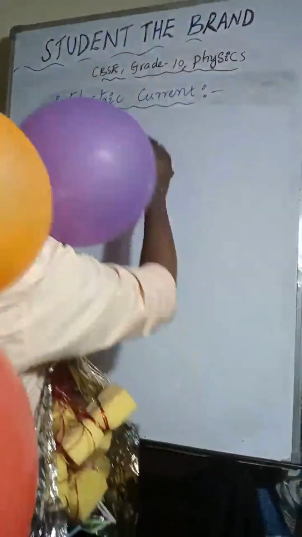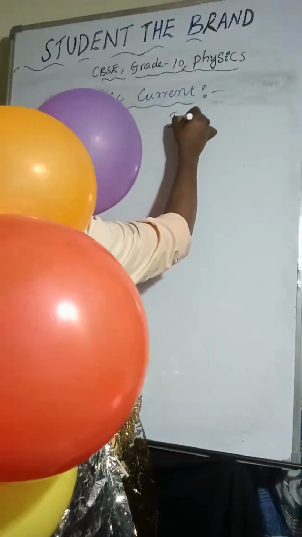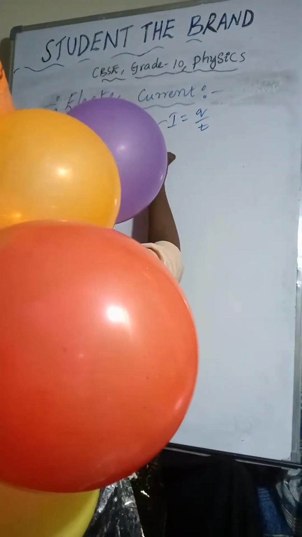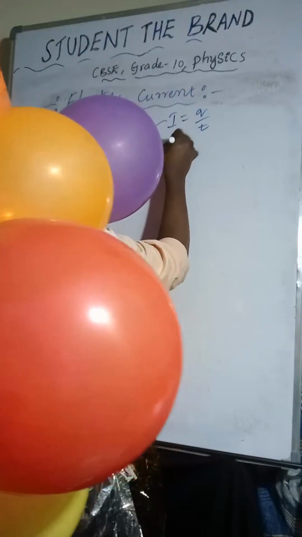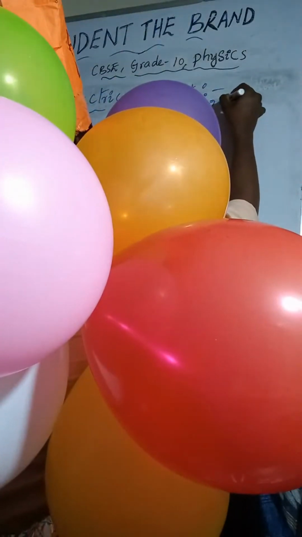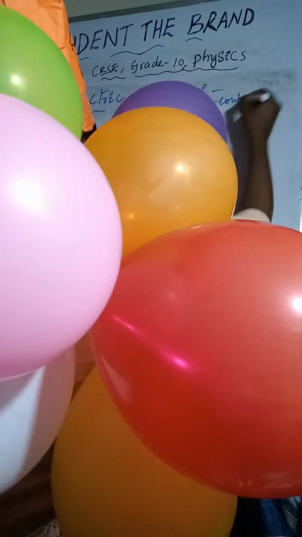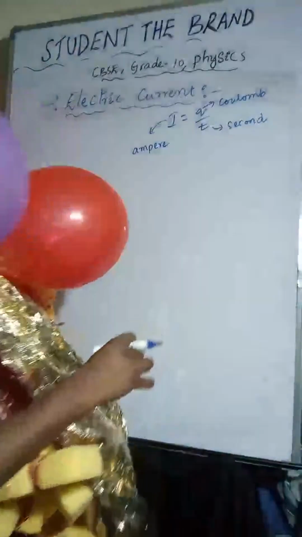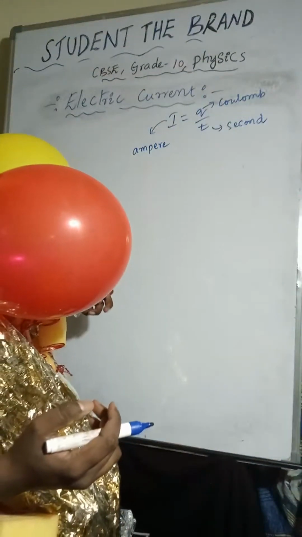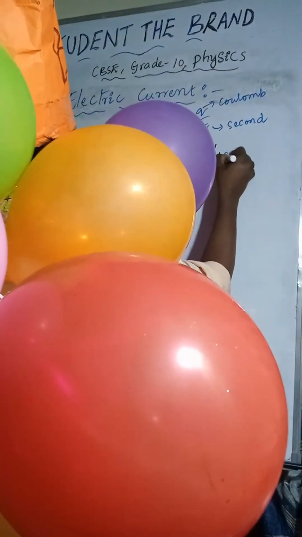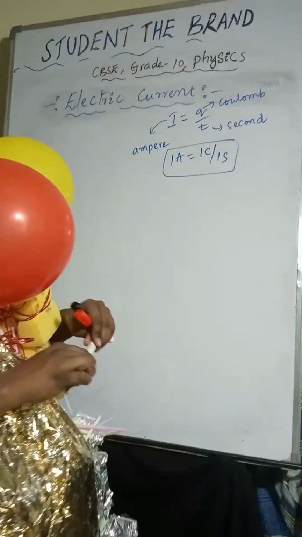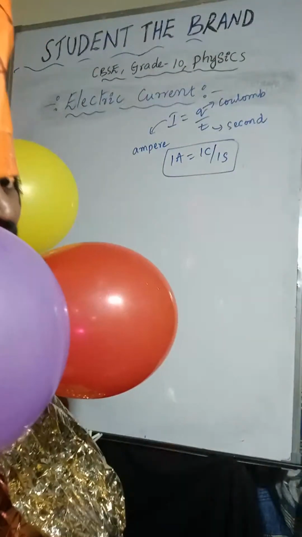I equals Q by T. The SI unit of current is ampere, the SI unit of charge is coulomb, and the SI unit of time is second. So 1 ampere equals 1 coulomb per 1 second.